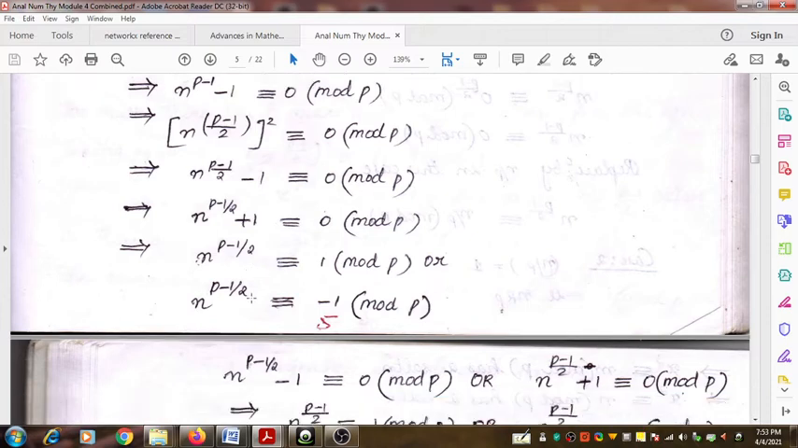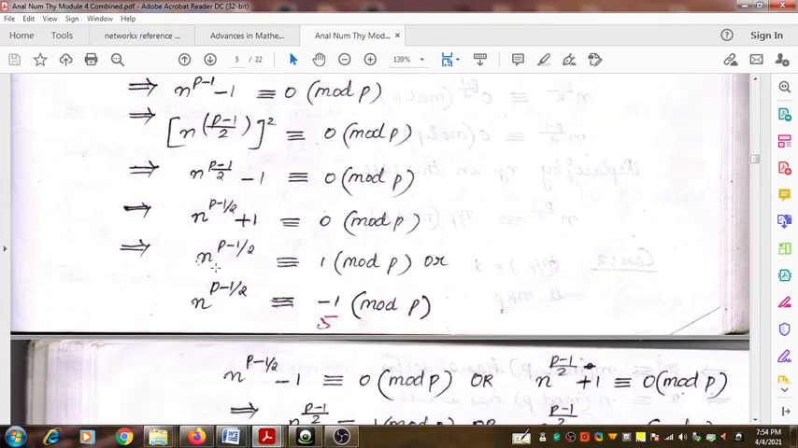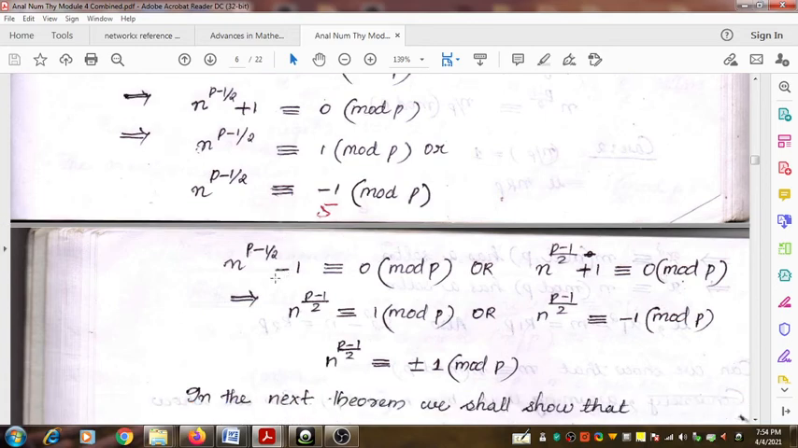Okay, and therefore this happens: either of the two statements is correct, not both. There is no guarantee that both statements are correct, but one of the statements must be correct in this case. Therefore, when we transfer that plus 1 or minus 1 to the right side of the congruence, we get that n raised to p minus 1 by 2 is congruent to 1 mod p, or n raised to p minus 1 by 2 is congruent to minus 1 mod p from the second statement.